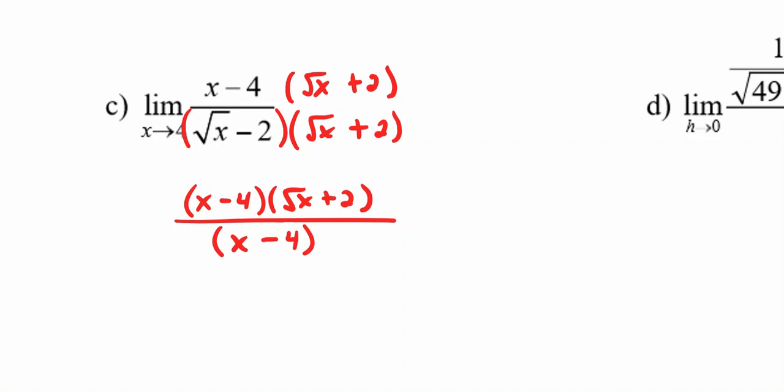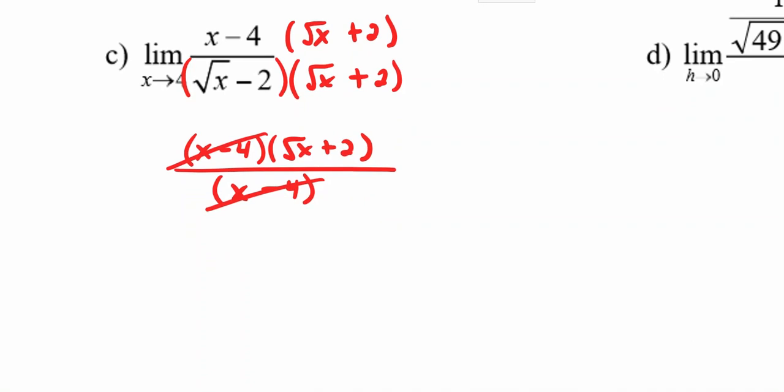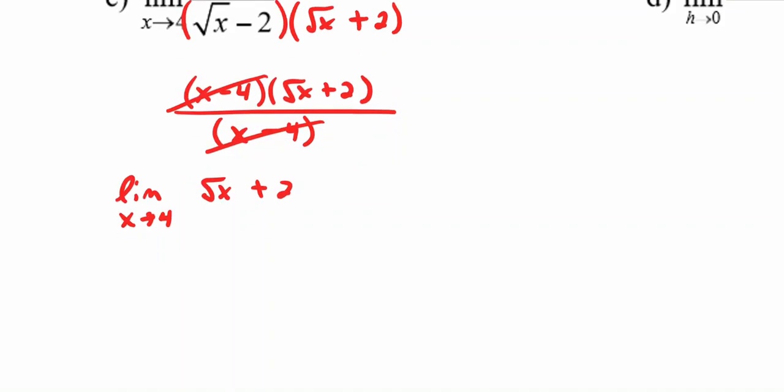Now, do you guys see why I didn't expand the top? Yeah, you might have messed yourself up there, right? Because you wouldn't be able to cancel anything. So in this case, I left the top just like that because I want to cancel something. It's in my best interest not to expand that one out. So at this point, perfect. As soon as you cancel anything, you're like 99% sure that you did it right. Okay, and then now we can throw it in, right? So now we can say, the limit as x approaches 4 of, and then all we have left is the square root of x plus 2, so that would be equal to 4.